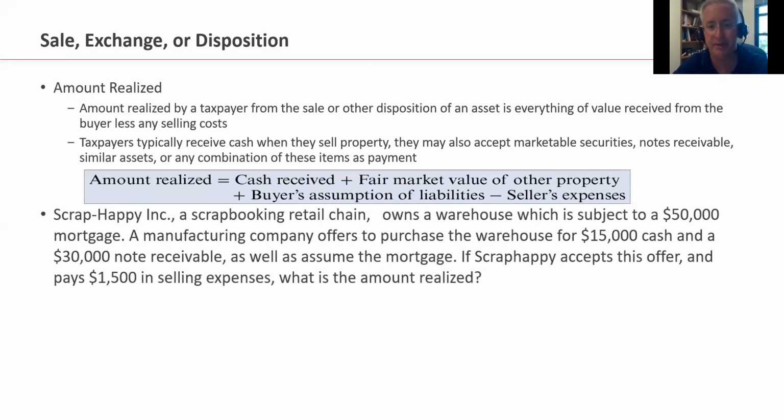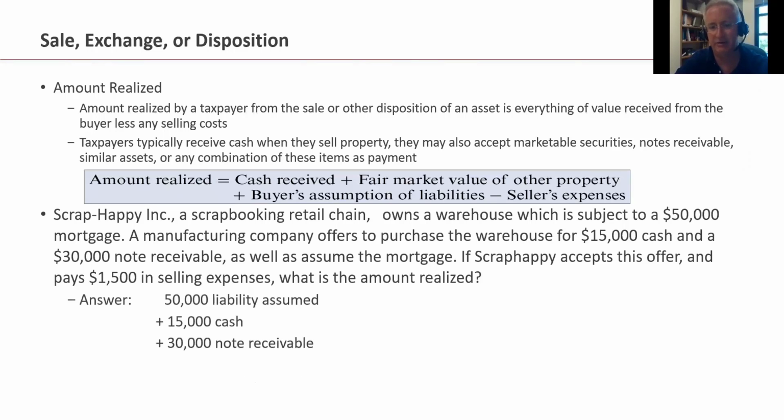So Scrap Happy is a scrapbooking retail chain, owns a warehouse subject to a mortgage. Manufacturing company says, you know what, we'd like to buy your warehouse for $15,000. We're going to also give you a $30,000 note receivable, and we're going to assume your mortgage. So if Scrap Happy says, you know what, I'll take that, and then they incur $1,500 in selling expenses, what is their amount realized? That's the $50,000 liability assumed, plus the $15,000 in cash they receive, plus the $30,000 note receivable minus the selling expenses. That's as tough as it gets for amount realized.